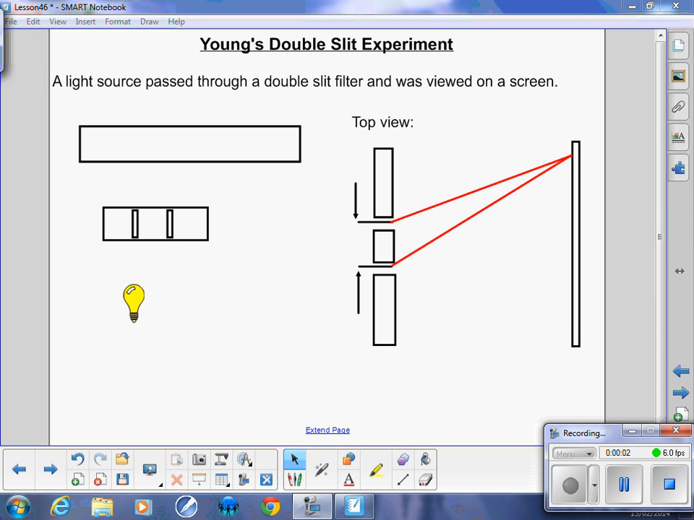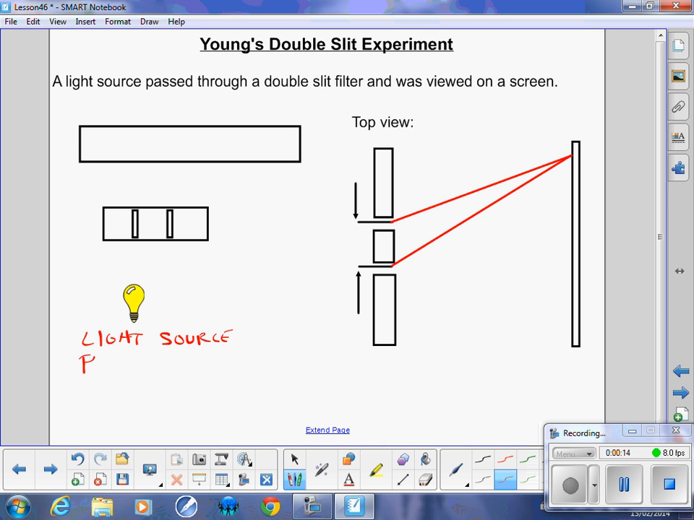All right, welcome back. So now we're going to talk specifically about Young's double slit. So how does it work? Well, we have a light source. So I'm starting down on the light bulb here, and the light source produces waves in phase.